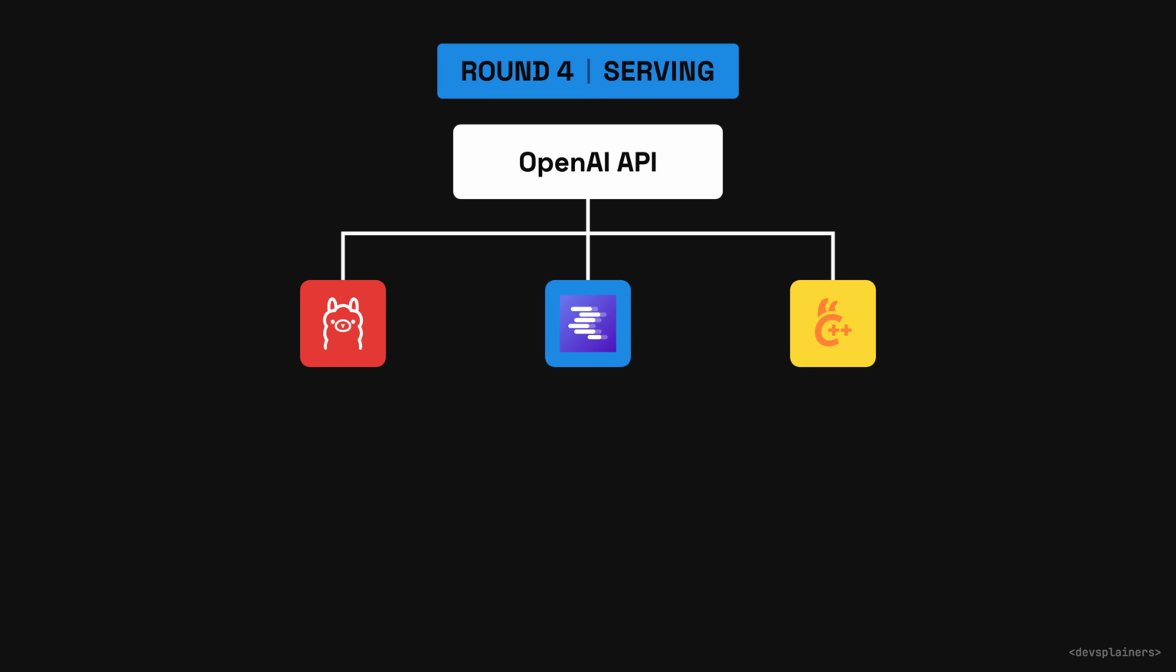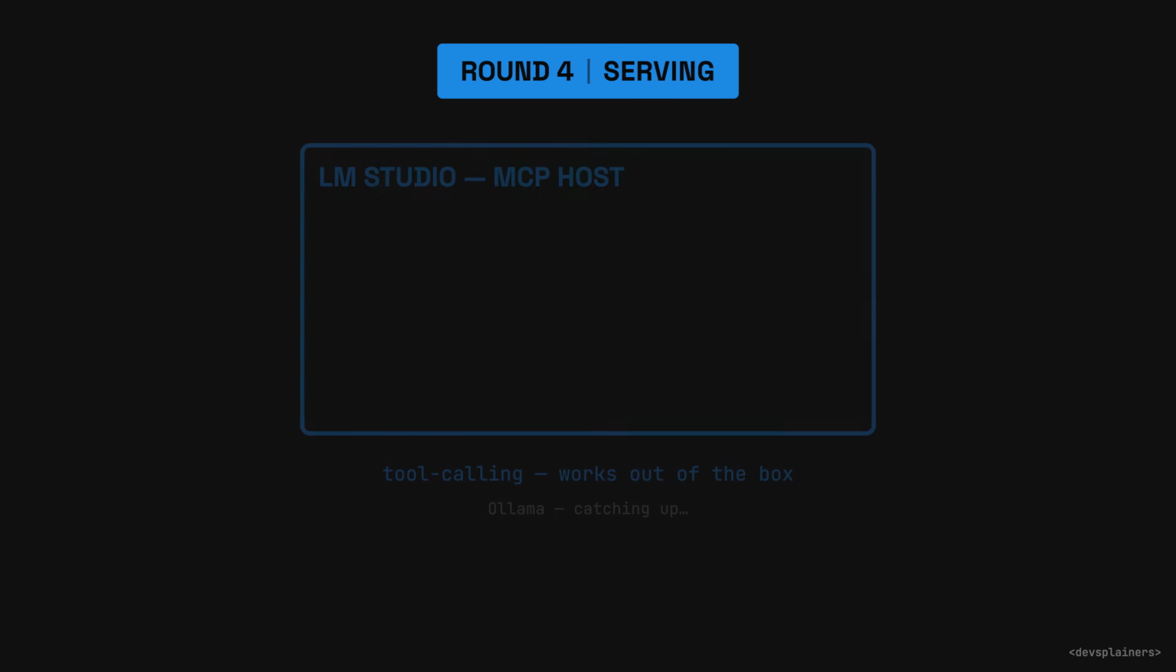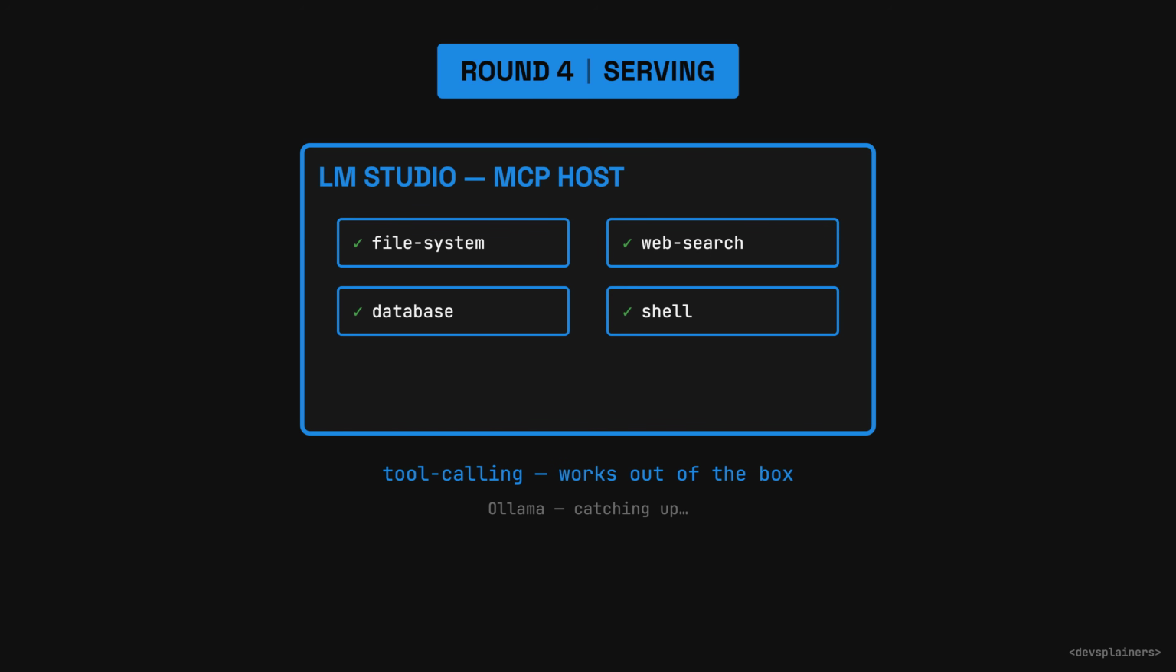Defaults decide it. Serving and integrations. This is where the daily decision gets made. All three speak the standard OpenAI API format, but Ollama is the one editors expect. Continue, Aider, Zed, and as of early 2026, even VS Code's Copilot point at Ollama's port by default. Wiring a local model into your editor, Ollama is the path of least resistance. LM Studio's edge is agent tooling. It's a proper MCP host, so tool calling works out of the box. Ollama is still catching up there.